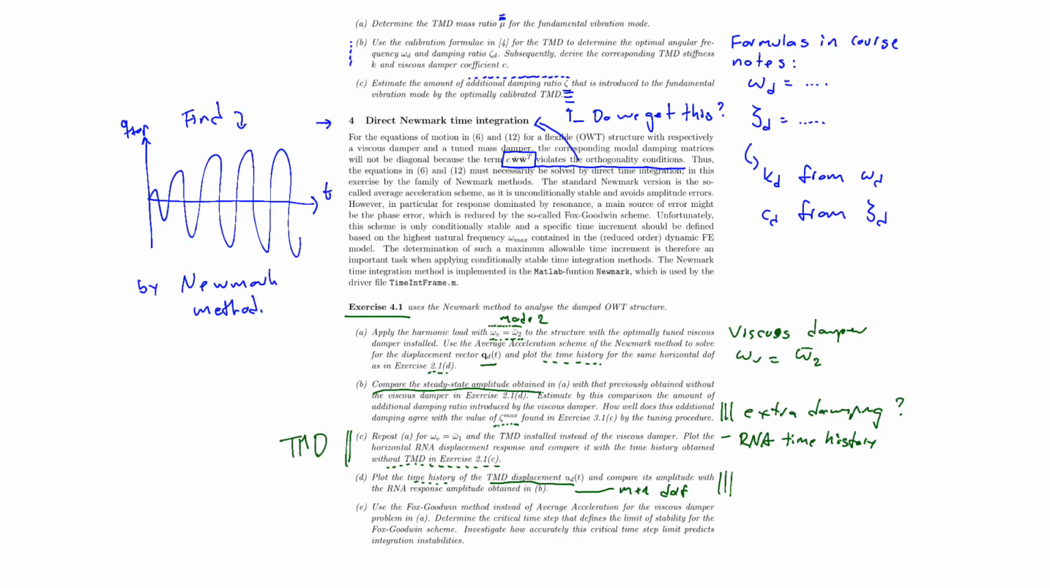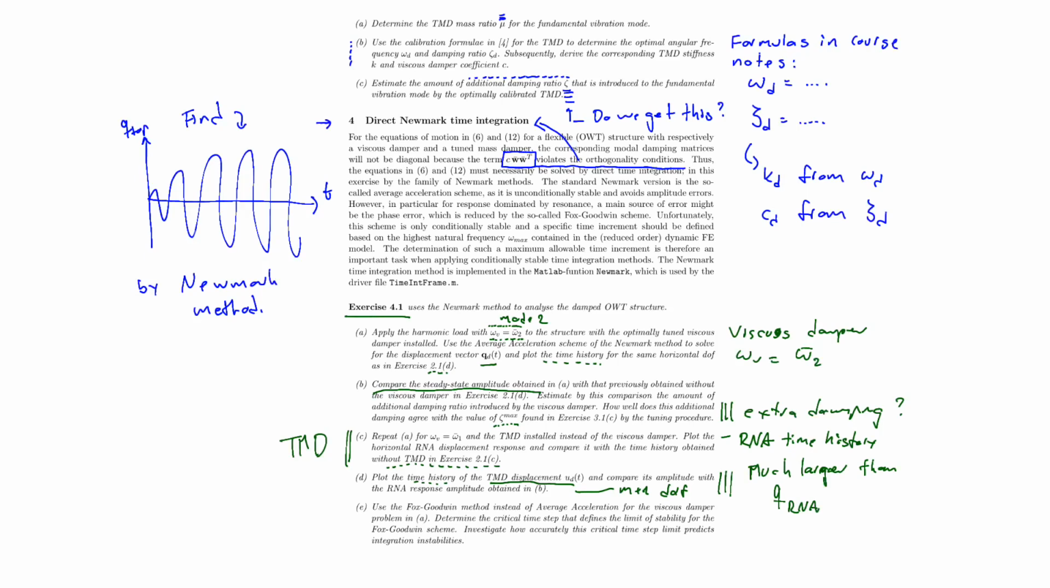And from theory, you will find that this one is much larger than the Q RNA. So the drawback of using a TMD is that the TMD mass has a much larger amplitude than the structural response. So you need to be careful that you have space enough inside your structure, inside your nacelle, inside your tower, wherever you're going to apply this, inside your bridge, for these very large deflections of this TMD mass.